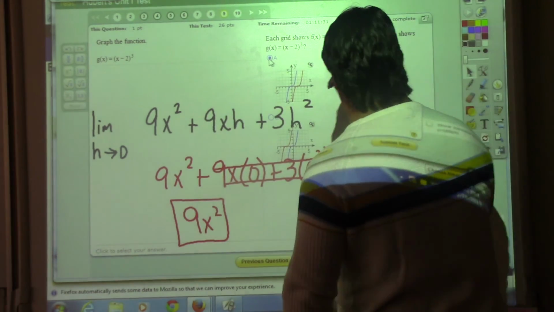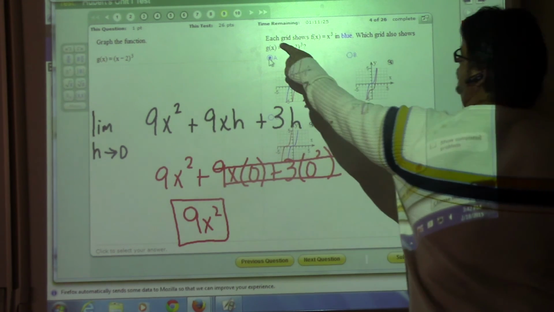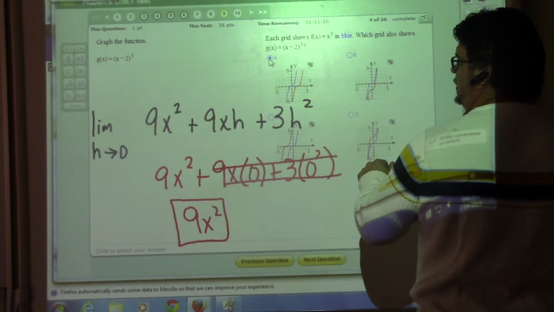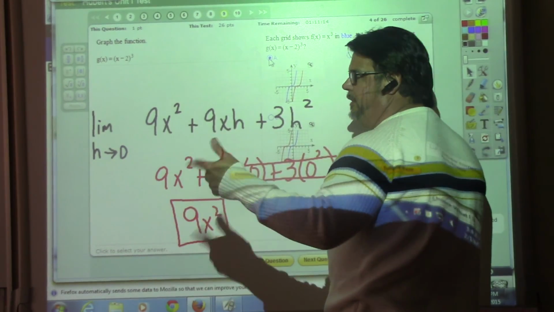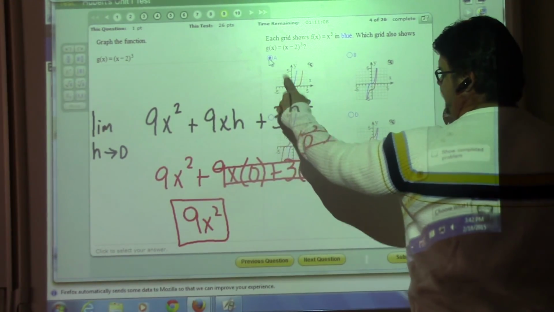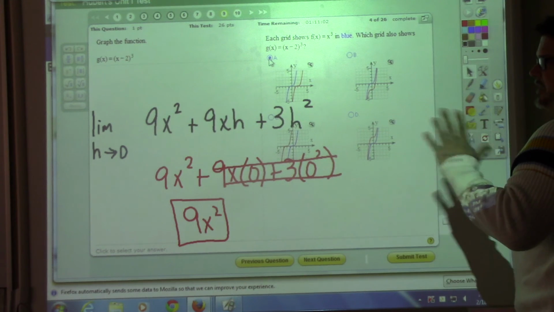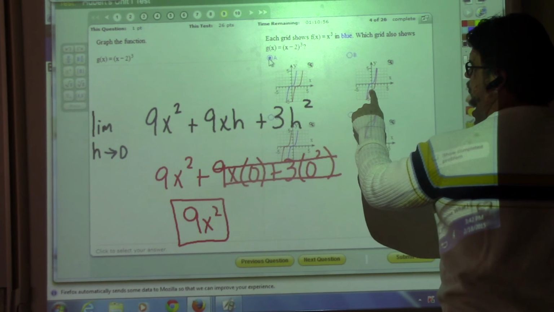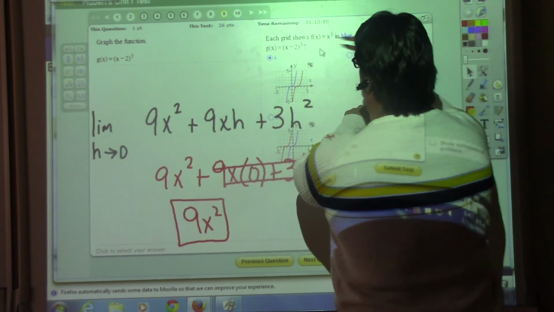Should be A. Why is it not these? This one has a vertical shift. See, the original, here's the original right here in blue. The red is what's moving. Okay? You know from your parent graphs that x cubed is going through the origin. So all of them are going through the origin. The blue's all going through the origin. That's not a problem. But what's this one doing? It's going down. Well, that's a vertical shift. That would be out here. Minus 2 or minus whatever.